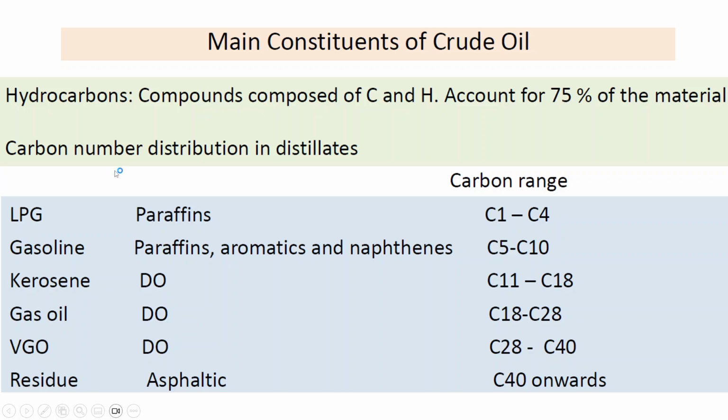The main constituents of crude oil are basically carbon and hydrogen. The lightest product, LPG, is mainly paraffin C1 to C4. Then in gasoline, paraffins, aromatics, and naphthalene are found, C5 to C10. Kerosene also has all three, paraffins, aromatics, and naphthalene, that is C11 to C18. Gas oil is C18 to C28. VGO is C28 to C40. In residue, which is the heaviest product, that is asphaltic, mainly used in roads and roofing, the content is above C40.